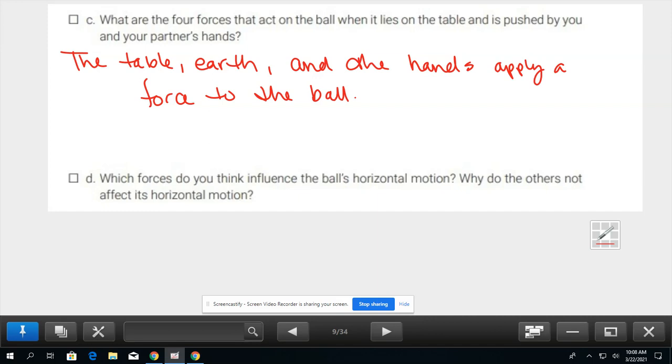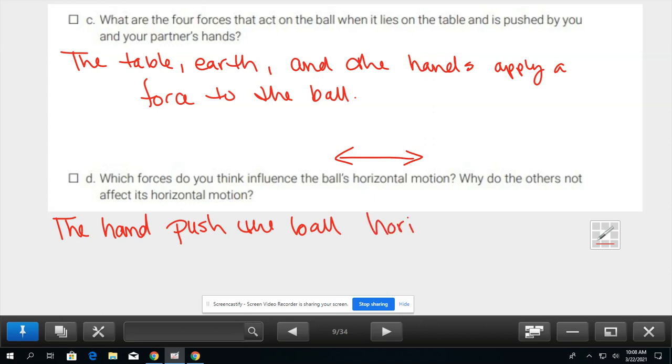Which forces do you think influence the ball's horizontal motion? That's moving from left to right, like you're on a horizon. Okay, so what is causing the ball to move left to right? And that's the hands. The hands push the ball horizontally.